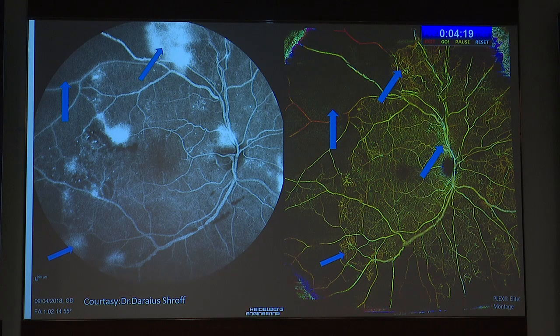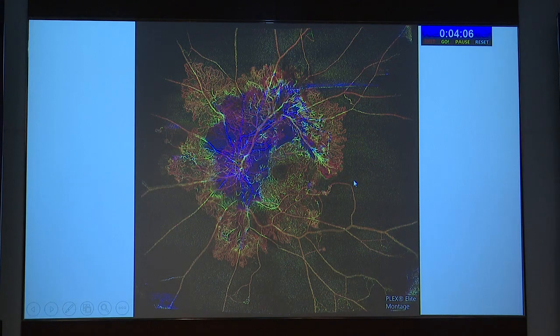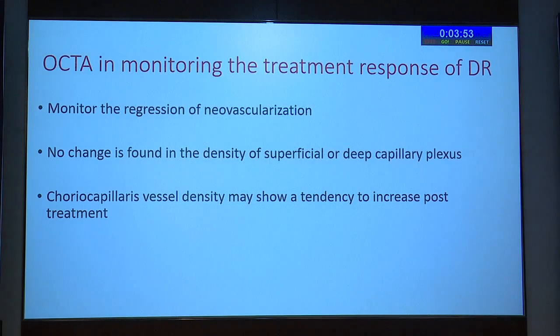Now these are a few of the images where I have compared what you are seeing on an FFA. You are seeing this neovascularization over here. And when you compare it with an OCTA image, again you are able to pick up the same neovascularization. This is again a very huge front of neovascularization at the disc, which is again very beautifully picked up on OCTA. And these are a few images which I have taken from Dr. Darai Shroff, who has a Plex Elite.